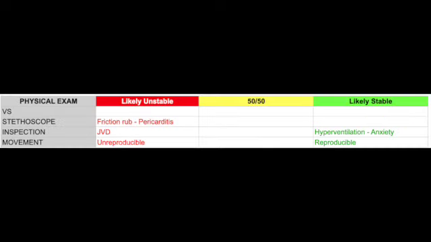Now, after reviewing past medical history, the next thing I check is the vital signs. And with the use of my stethoscope, I would listen for friction rub, which is a sign of pericarditis, which is common in chest pain. Then I would also inspect for jugular vein distension. And lastly, I would try to see if I can reproduce the chest pain. Usually, reproducible chest pain is stable, and unreproducible chest pain is likely unstable.